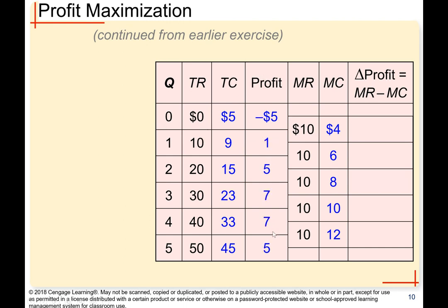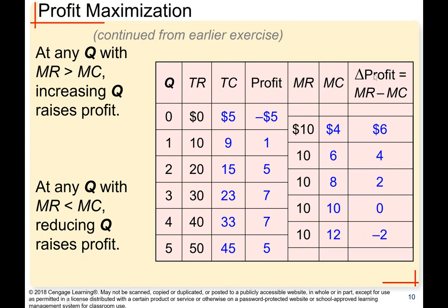So how do we get profit? Total revenue minus total cost. 0 minus 5 is minus 5. 10 minus 9 is 1. 20 minus 15. As you can see, profit is rising until profit is maximized here. And of course, we have calculated the profit here.